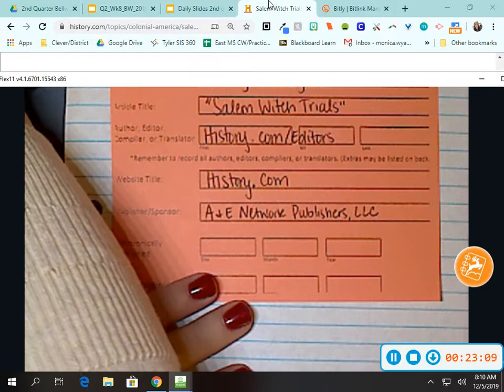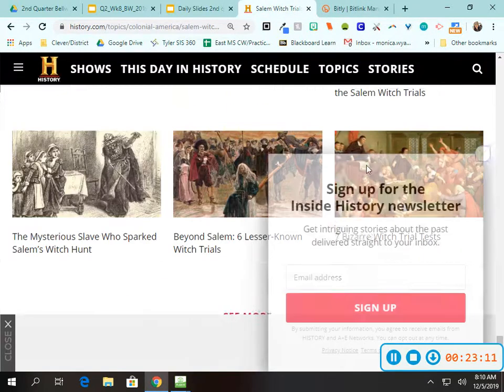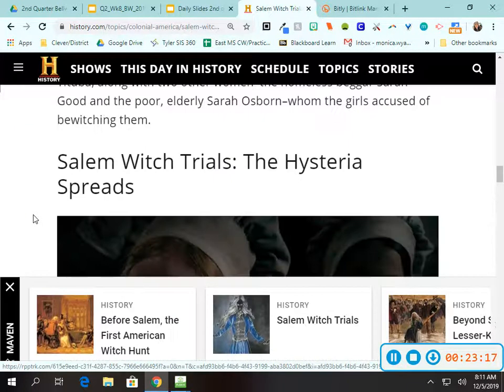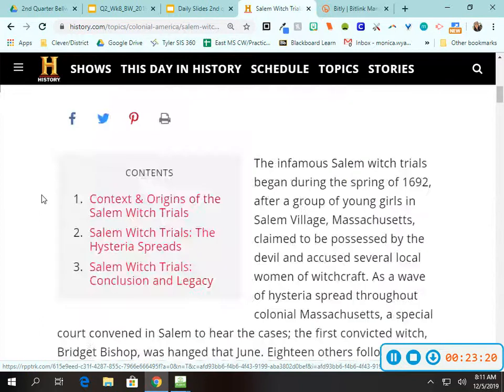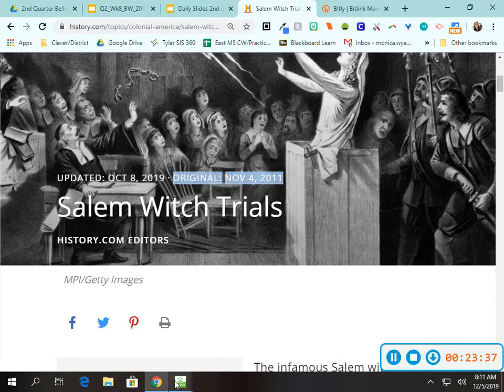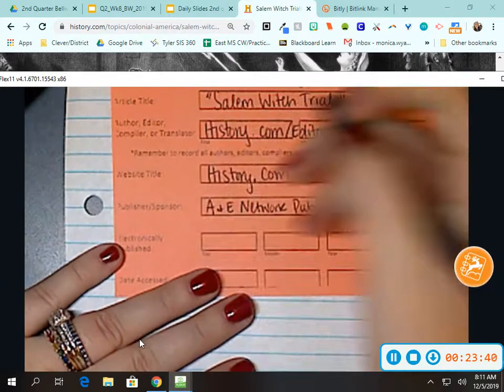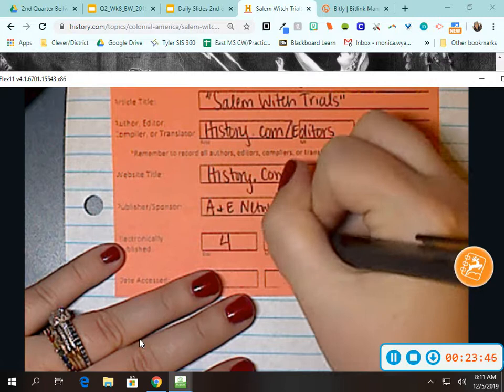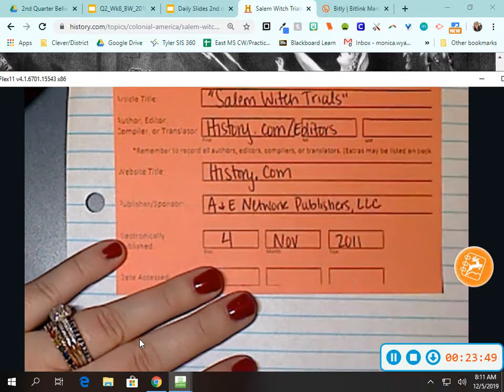Okay, electronically published. Let's go back to this. Go back up to the top. Oh my goodness, ads. There we go. Do you see a date that this was electronically published? Okay, so it says updated October 8th, 2019, but the original is November 4th, 2011. Which one do you think that we should do? Very good. November 4th, 2011. That's the day it was electronically published. So we have November 4th, 2011.